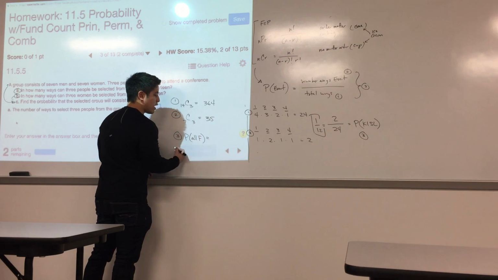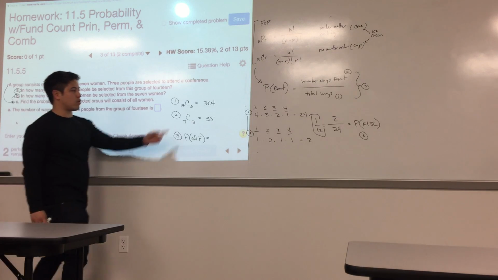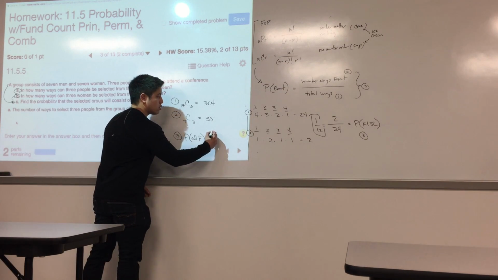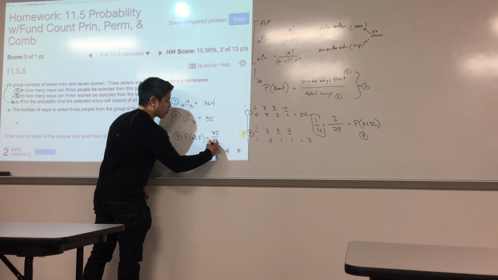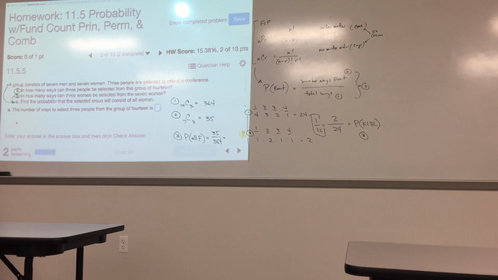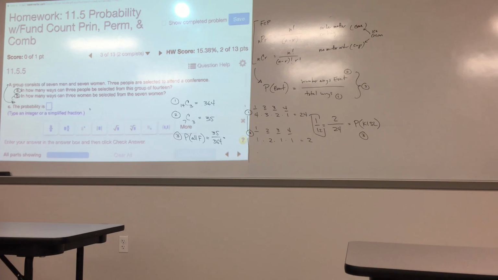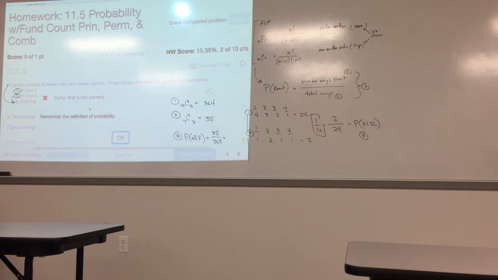35? Okay. And so, we've now taken care of both A and B. We can go and do the probability. Which one goes on top? 35 over 364 on the bottom. You know what I'm going to do is I'll just type these in one piece at a time. So, 364, then 35, then type a simplified fraction. Can we reduce that? I don't think so. So 35 over 364.